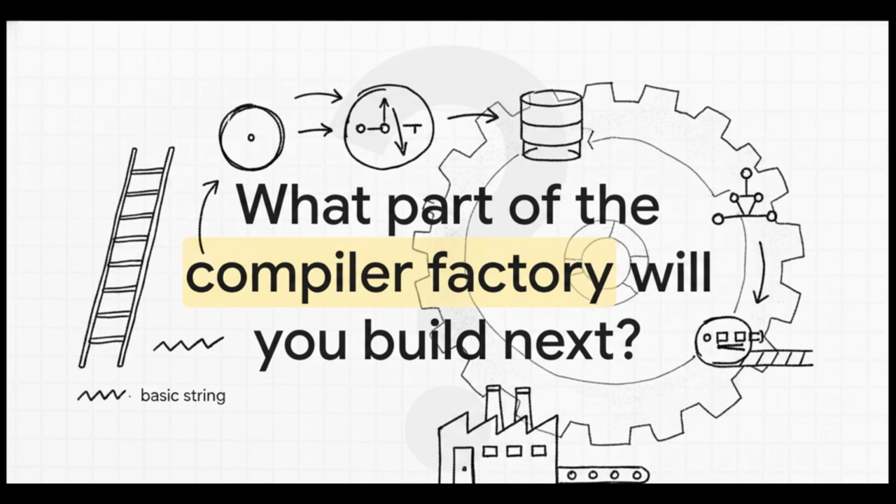Well, we've scaled the ladder, from basic string recognition all the way to the theoretical boundaries of what machines can actually do. These models, finite automata, context-free grammars, pushdown automata, and Turing machines, they are the silent gears turning inside every single digital device on Earth. So, knowing the limits of computation and understanding the elegant rules that govern it all, what part of the compiler factory will you build next? Think about it and keep exploring.